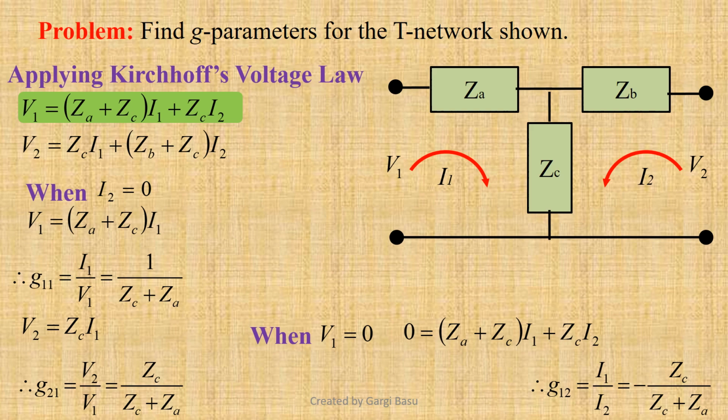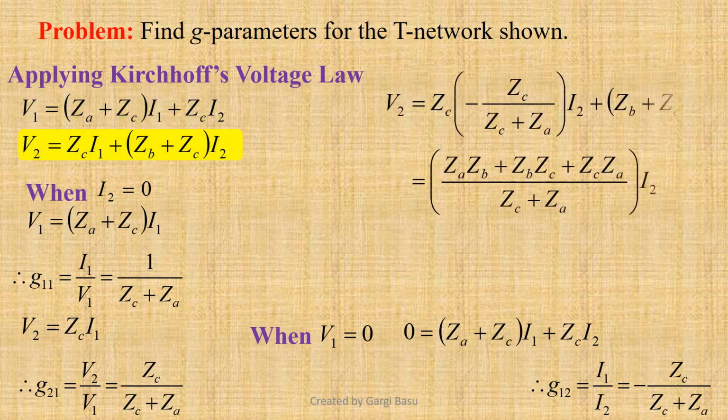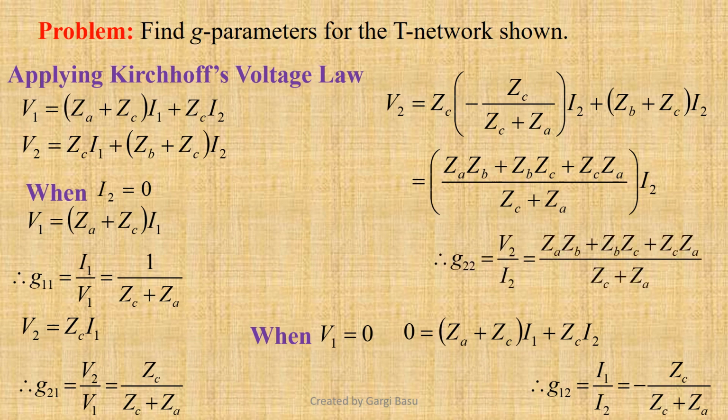Using this expression in equation number 2 we get V2 equals ZC into (minus ZC by ZC plus ZA) into I2 plus (ZB plus ZC) into I2. That is equal to (ZA ZB plus ZB ZC plus ZC ZA) divided by (ZC plus ZA) into I2. So we get G22 equals V2 by I2 equals (ZA ZB plus ZB ZC plus ZC ZA) divided by (ZC plus ZA).